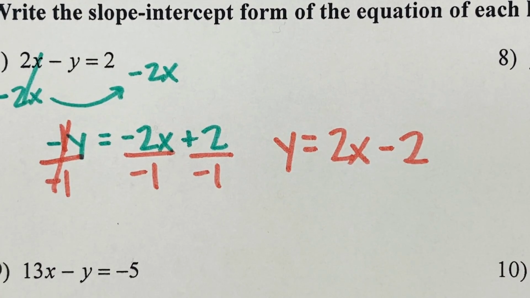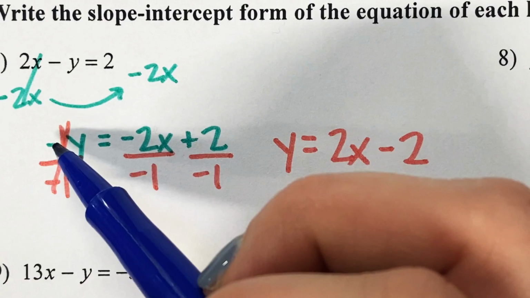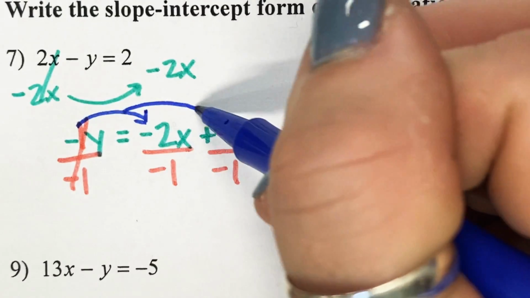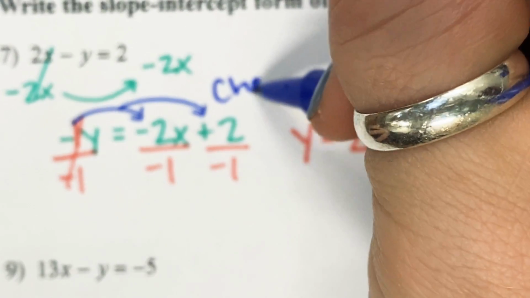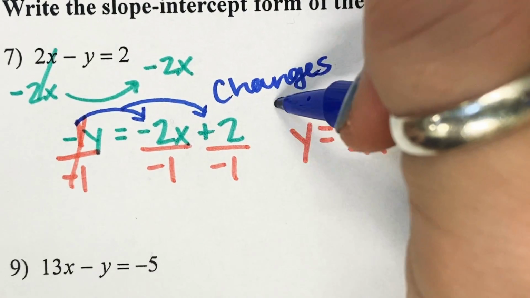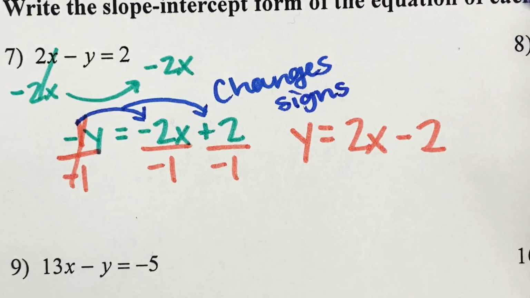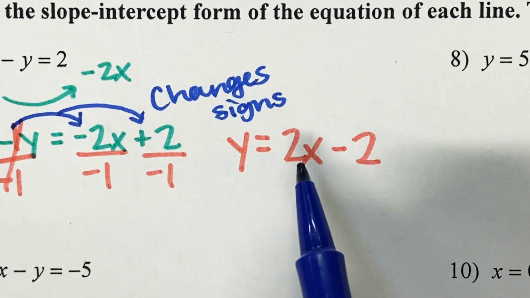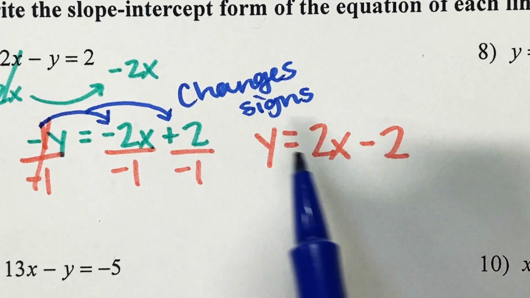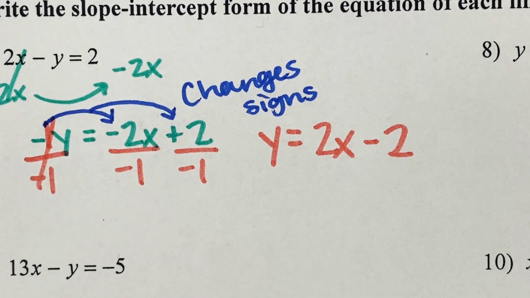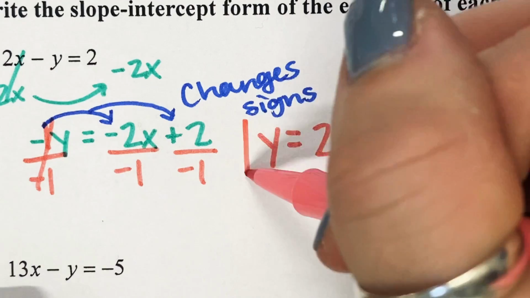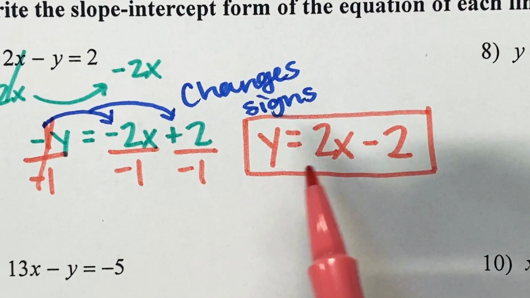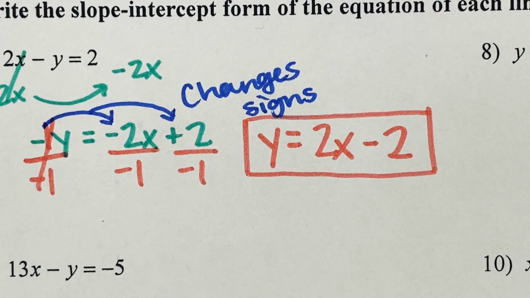Look at this little rule that we just discovered. Whenever you have a negative on your y, what it really does is change the signs. It took negative 2x and turned it to a positive 2x, and it took positive 2 and turned it to a negative 2. So our final answer, our linear equation written in slope-intercept form, is y equals 2x minus 2.